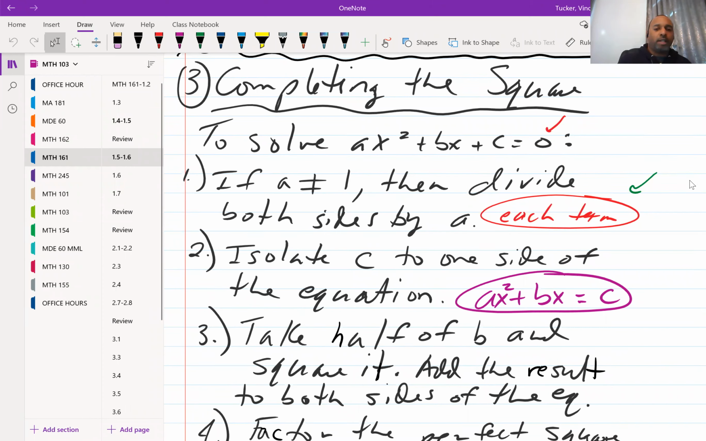Step 2, we're going to isolate c. That's the number that's not attached to x at all. We're going to isolate that. In other words, put it to one side by itself. That's what I got over here in this purple. Step 3, we're going to take half of b and then square it. Then we'll add it to both sides of the equation. Need a chance to write that before I scroll up.